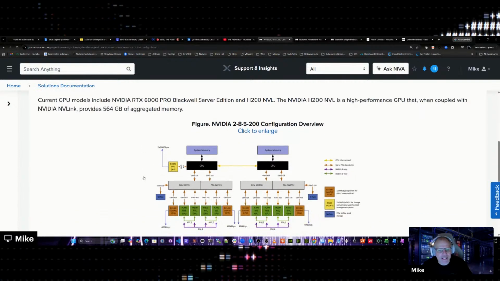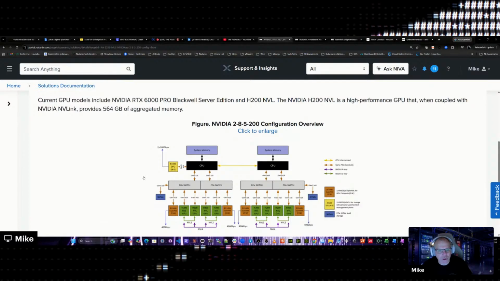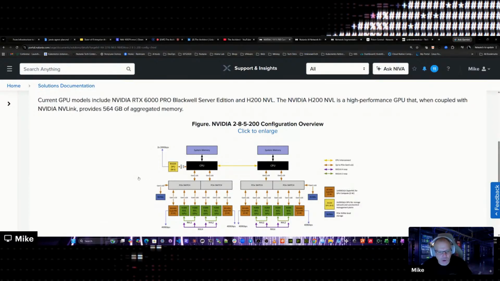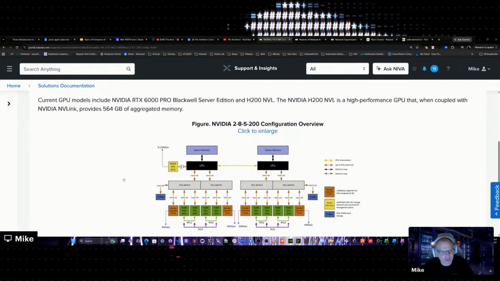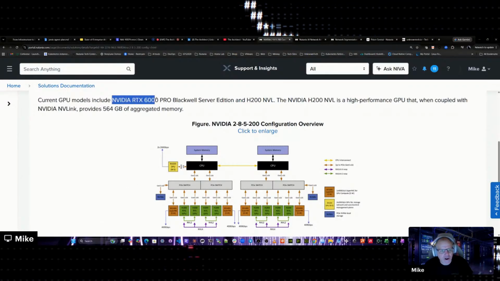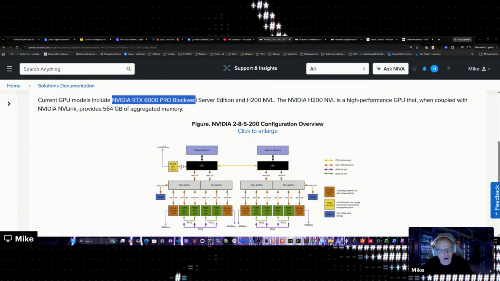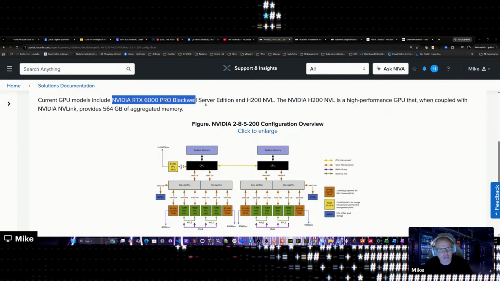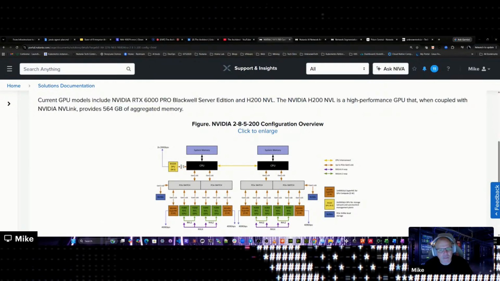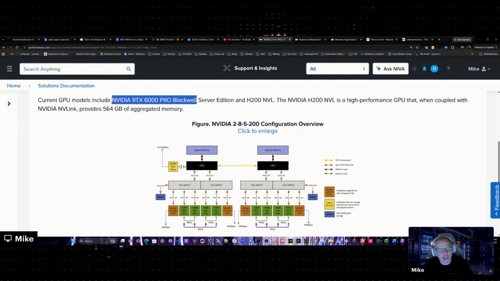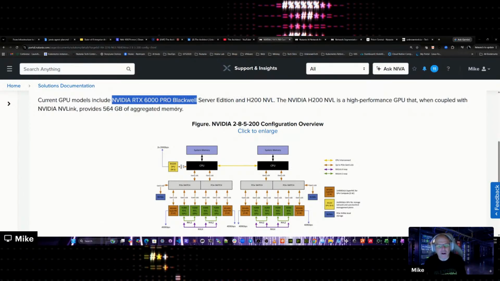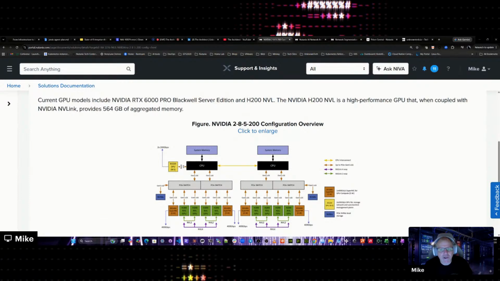So this is your PCIe-based solutions. What I mean by that is it's not a baseboard solution. It's PCIe based on the motherboard itself. So you have your RTX Pro 6000 Blackwells, which I believe take two slots. They take one PCIe slot, but they cover a slot, depending on how your slots are spread out. And then you have your H200 NVL.